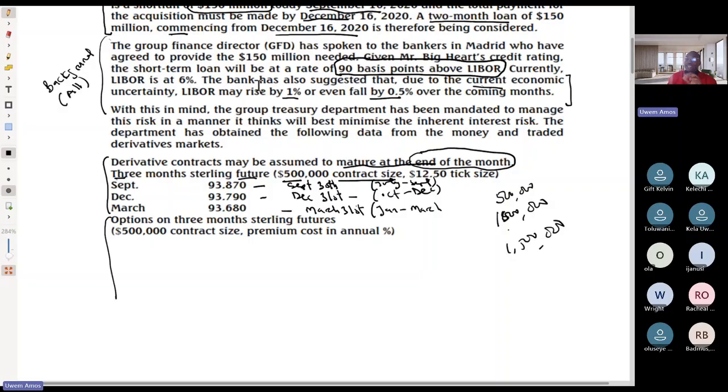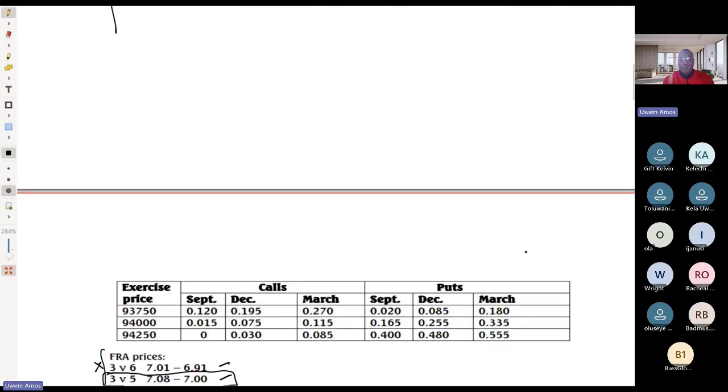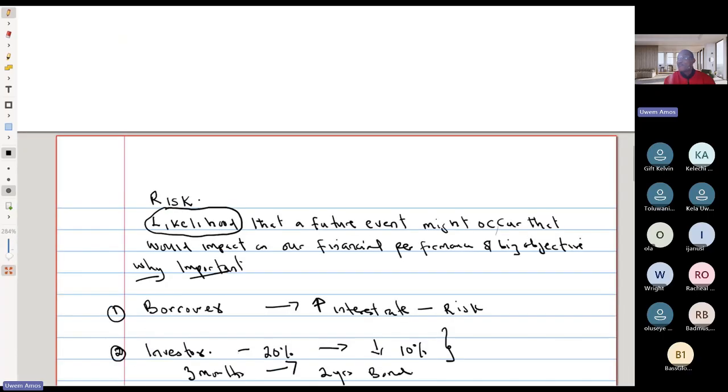Mr. Big Heart needs to borrow on December 16th. We need a future that is still open by December 16th. We cannot buy the first one because it matures on September 30th, which is far off from when he needs to borrow. We cannot buy the last one because by December 16th, that last one, January to March, will not have been opened. However, we can buy the December futures because it runs from October to December 31st, and we need to borrow by December 16th. So the futures that Mr. Big Heart would buy would therefore be our December futures.